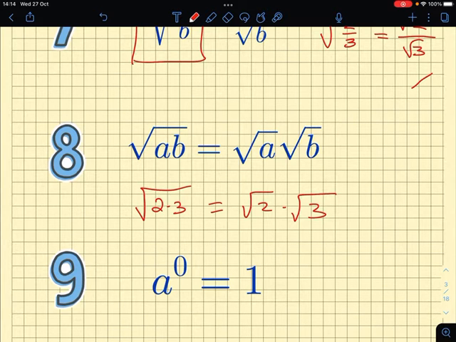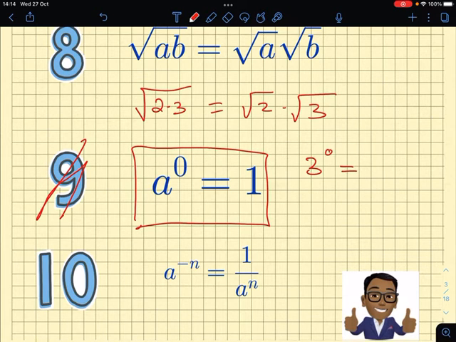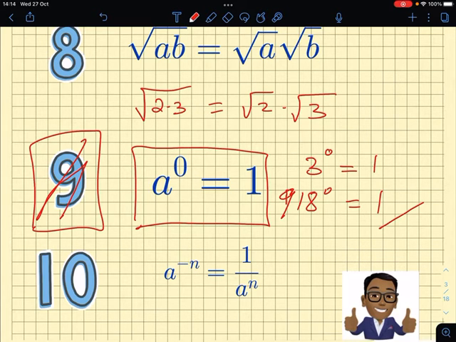Simple. Anything to the power of 0 is equal to 1. That's what our number 9 says. So 3 to the power of 0 is 1, 8 to the power of 0 is 1, 18 to the power of 0 is still 1, 918 to the power of 0 is still 1. Anything to the power of 0 is 1. We will talk more about this number 9 when we do logarithm in A-Maths.